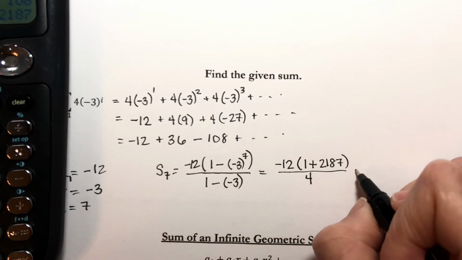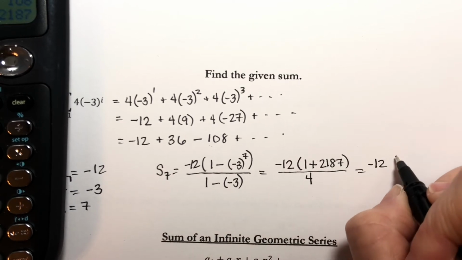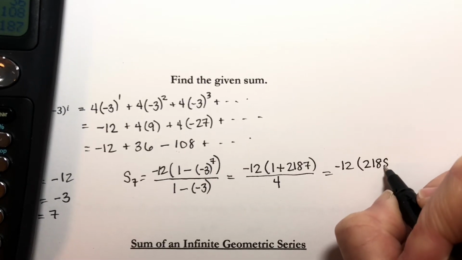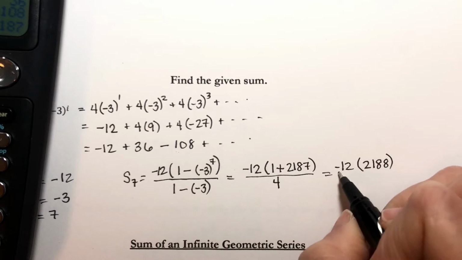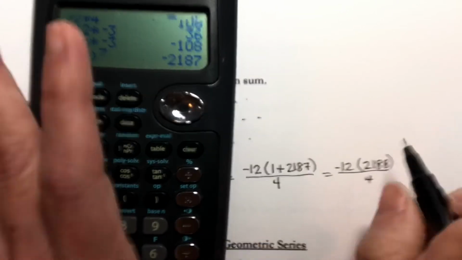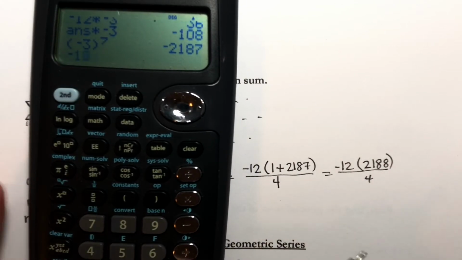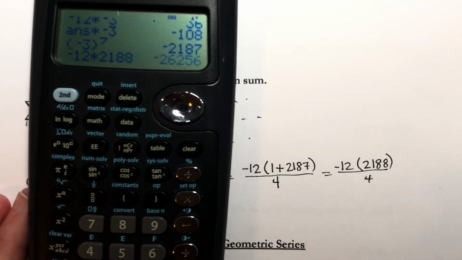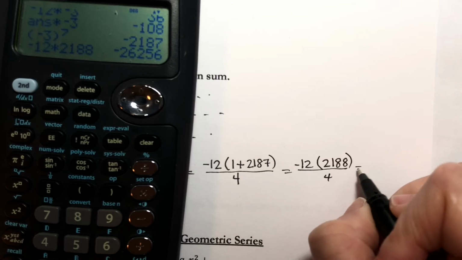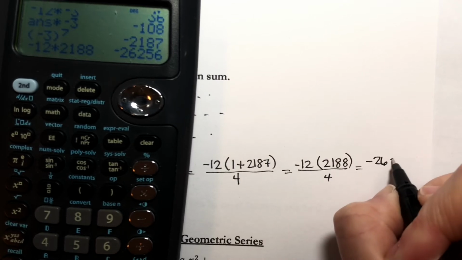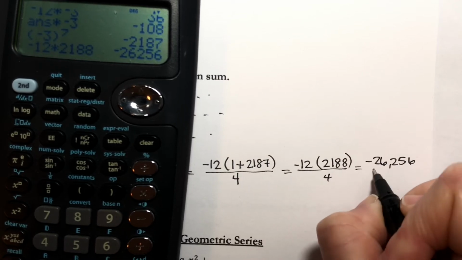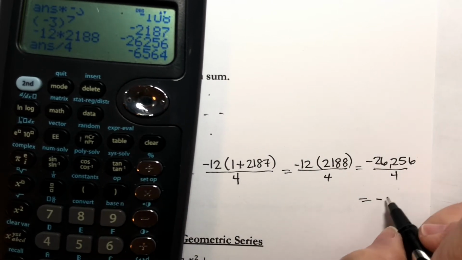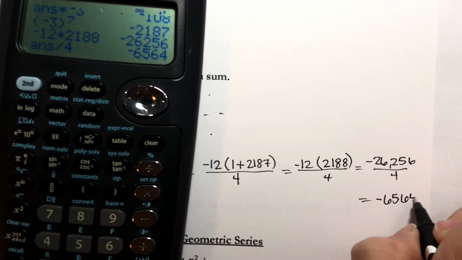Okay, so this is negative 12 times 2,188 divided by 4. Negative 12 times 2,188 is negative 26,256. Now divide that by 4, and you get negative 6564.